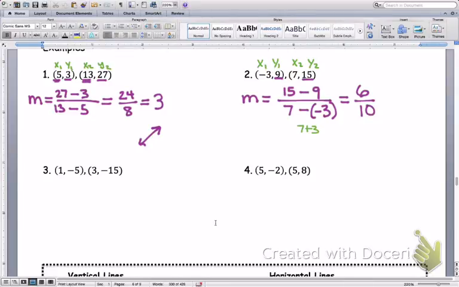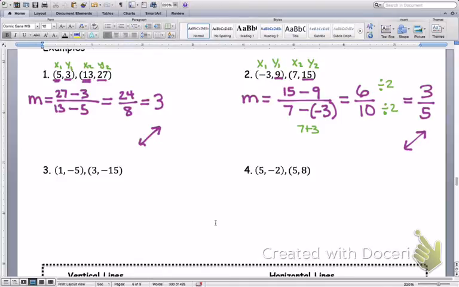Now we're going to go ahead and simplify this. Does 10 go into 6? No, so we can't divide it nicely, but we can reduce. So I'm going to go ahead and reduce these by 2. So my answer is going to be 3/5. Again, we have another one with a positive slope. That means it's going up.